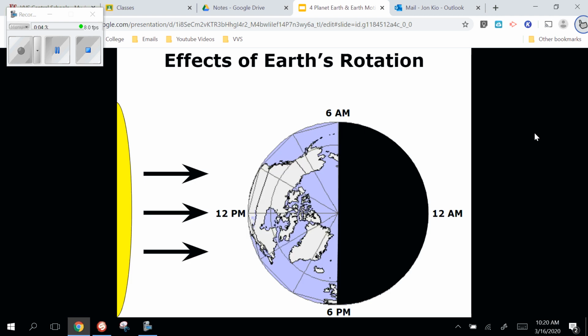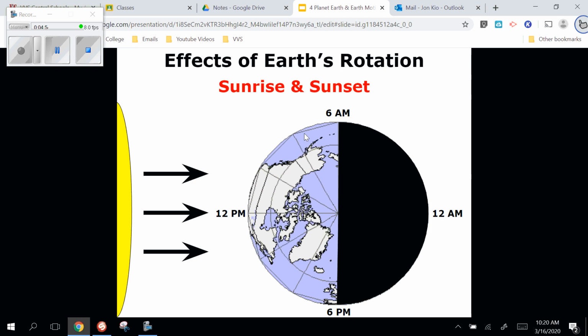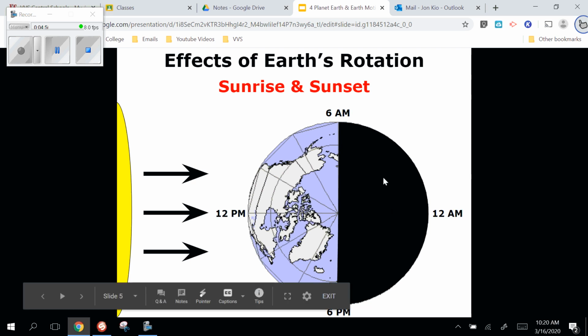All right, what are the effects of Earth's rotation? Well, one, night and day. All right? When the sun is directly over your longitude, you have noon. Then as you're rotating, you're going to rotate into darkness first, and then you're going to rotate into light first, so that rotation into dark and out of dark, into light, out of light. That's our sunrise and sunset.